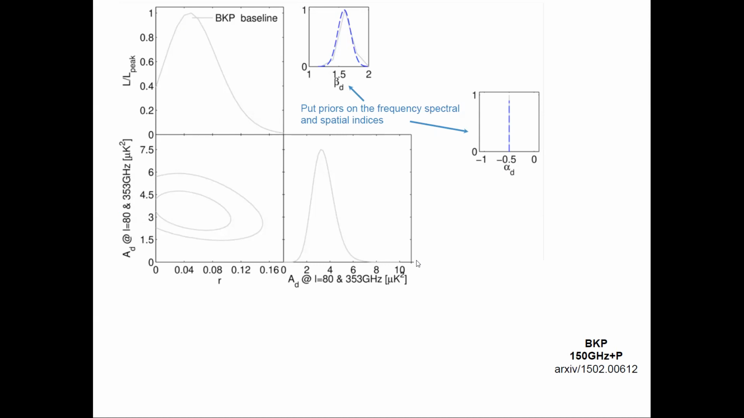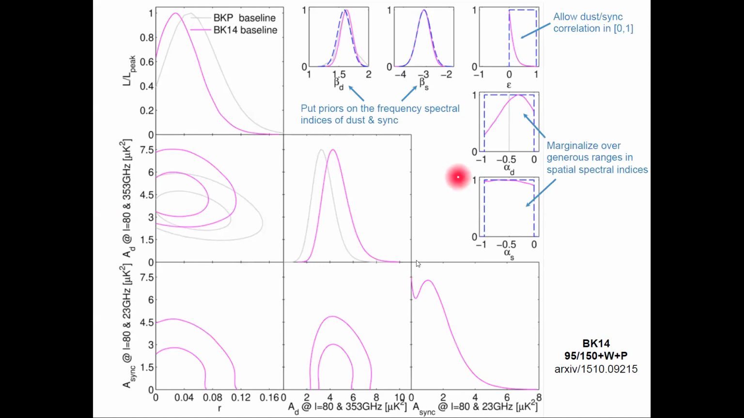So that's how things looked in 2015. As we step forward to the so-called BK14 result, we go from the gray lines to the magenta lines. The r likelihood goes down a bit. The peak position goes down a bit. The correlation between the dust amplitude and r gets less. These curves get more circular. The constrained dust amplitude shifts up a bit. We have a constraint now on the synchrotron amplitude, although it's peaking very close to zero. We are including priors on beta D and beta S, and we're marginalizing over ranges in the alpha parameters, the spatial spectral indices.